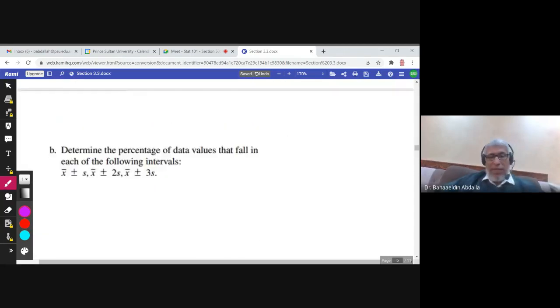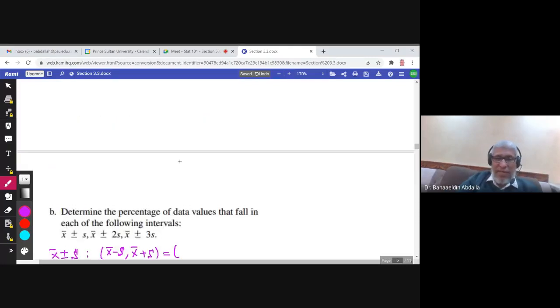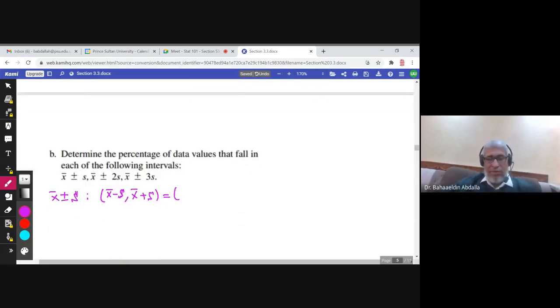Okay, part B, determine the percentage of data values that fall in each of the following intervals. This is the first interval, this is the second interval, this is the third interval. Let us first determine the first interval. The first interval is from X bar minus S to X bar plus S. So we find 51 minus 22.6, which is 28.4, and we add X bar plus S and write the result here. So the first interval contains all the numbers between 28.4 and 73.4.